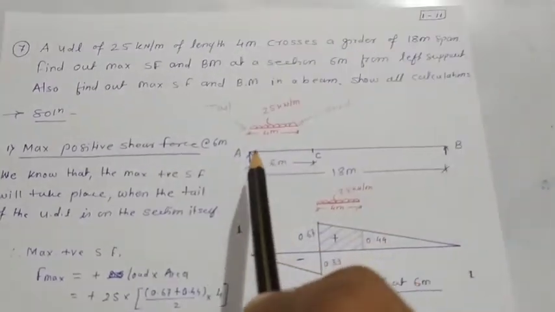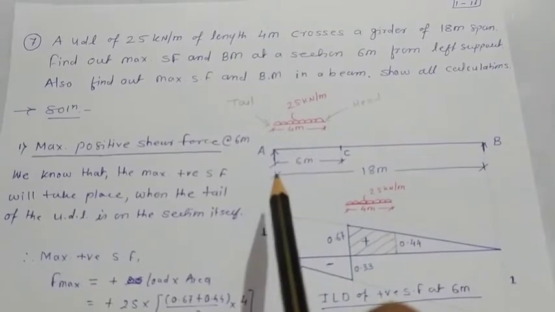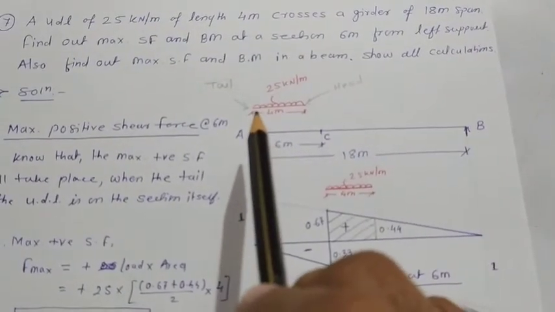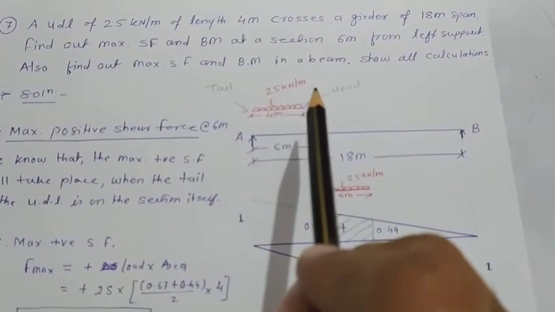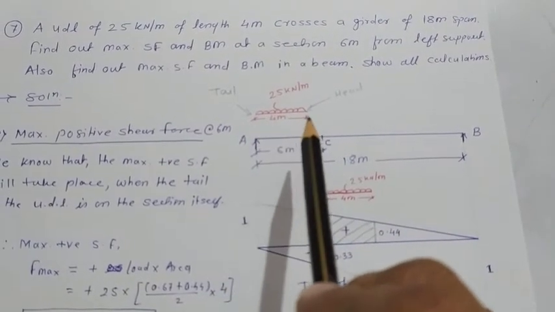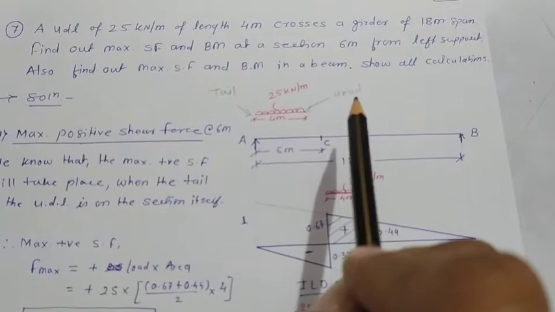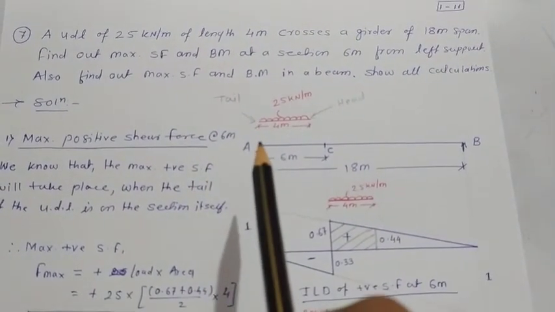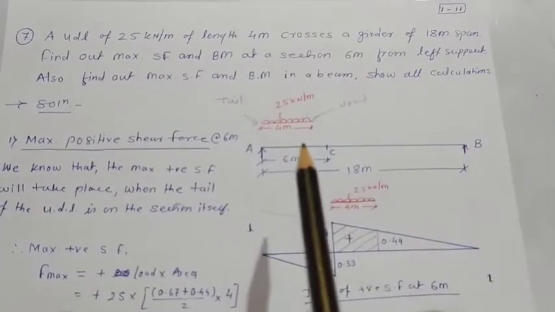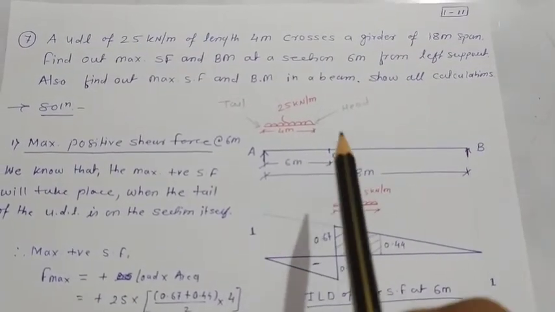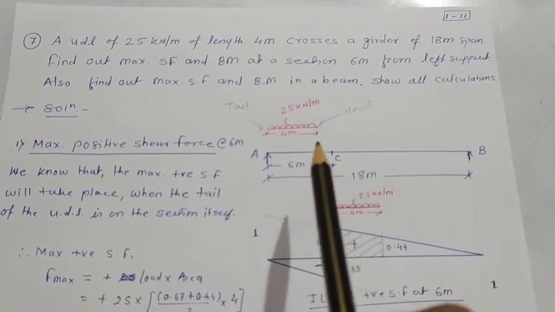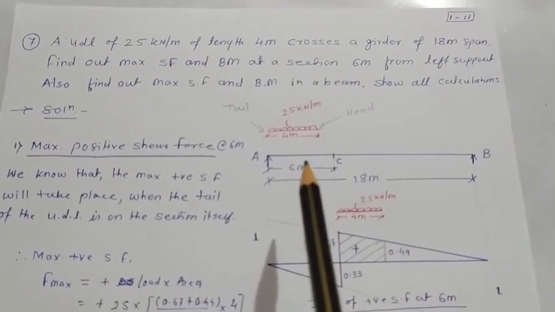First, we will draw a line diagram of beam, that is of 18 meter span, and our UDL of 25 kN per meter having length of 4 meter. This point is said to be the head, this point is said to be the tail. Our UDL is traveling from A to B. Okay. We have to find out the value of shear force and bending moment on section C.